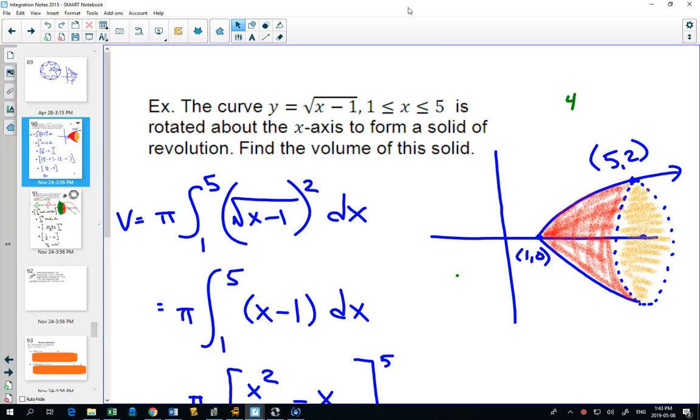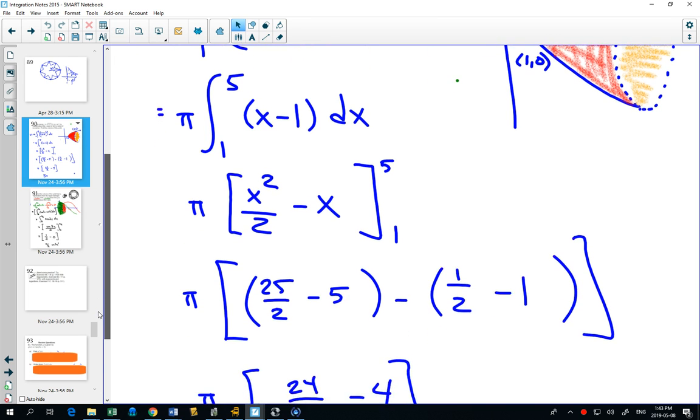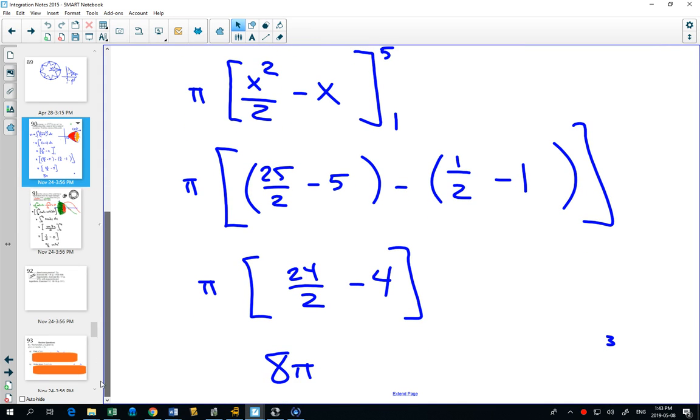And when you plug it into the formula, it's so nice because the square root and squares cancel each other out so nicely. And then we just have the integral from 1 to 5 of x minus 1, which integrates quite easily. And if that shape was a ham, we now know that the volume of 1 ham is 8 pi.